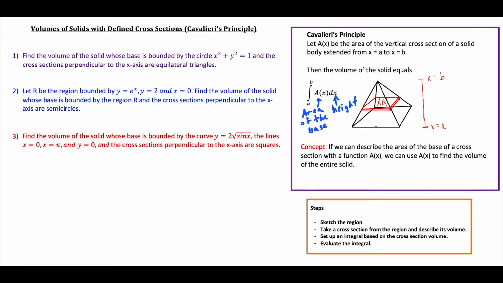So the idea behind this, what we need to be able to do is, if we take one of those squares, that's one of our cross sections, we need to be able to describe the area of the base of one of these cross sections. And if we could come up with a function that does describe the area of the base of these cross sections, we could use that function to find the volume of the entire solid.